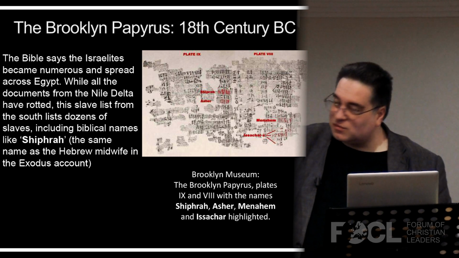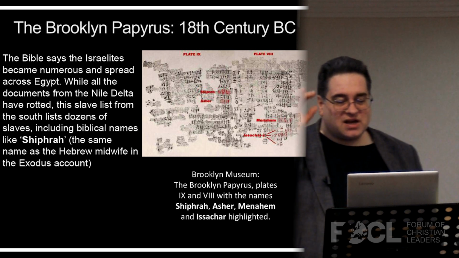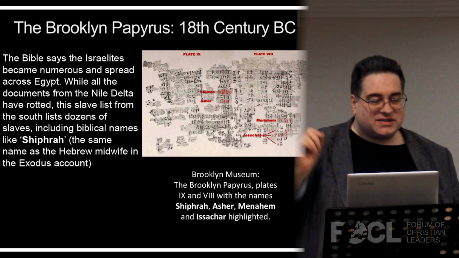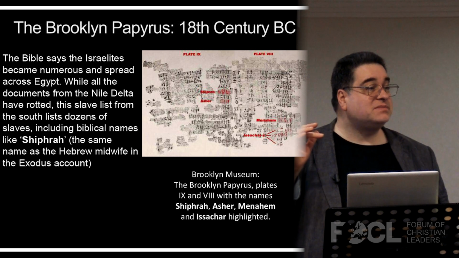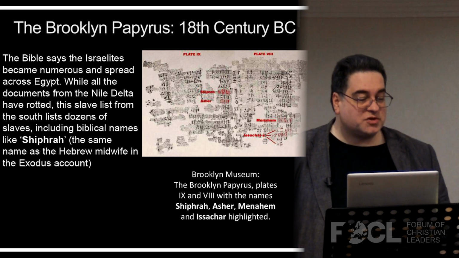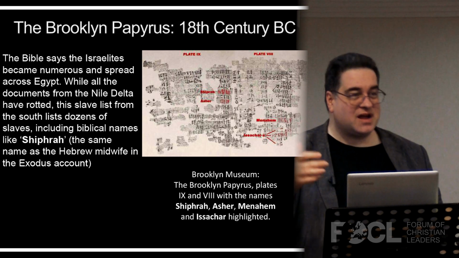Now, from the 18th century BC, so a bit earlier than the Exodus on whatever school of dating you tend to go for, the Brooklyn Papyrus is a surviving bit of papyrus with quite a lot of holes in it, but interestingly, it contains names of slaves. It's a slave list from the south of Egypt, lists dozens of slaves, and it includes various biblical names like Shiphrah, which was the same name as the Hebrew midwife in the Exodus account. Now note, I'm not saying it's the same person. This proves that Shiphrah is completely the wrong century, right? But it's showing that on a list of slave names in Egypt from before the Exodus, there were people who had Semitic names in that country.